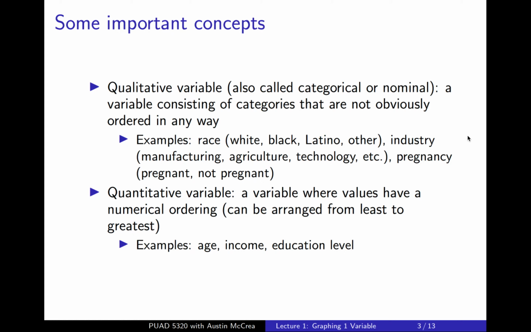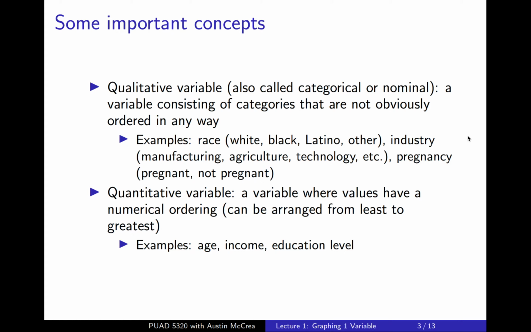Now, with quantitative variables, instead of having this ambiguous or non-ordered characteristic, our values actually have a numerical ordering. So we can arrange these things from least to greatest, right? So age, if you're 5, that's less than 10. If your income is $100,000 a year, that's more than someone who makes $50,000 a year. Same thing with educational level, right? There's a clear distinction between a freshman, a sophomore, a junior, or a senior.